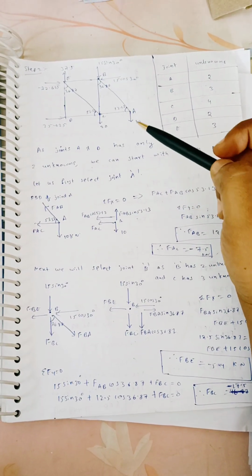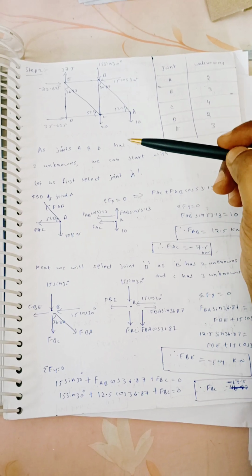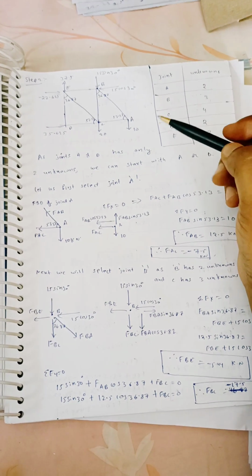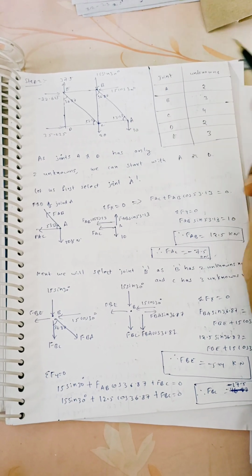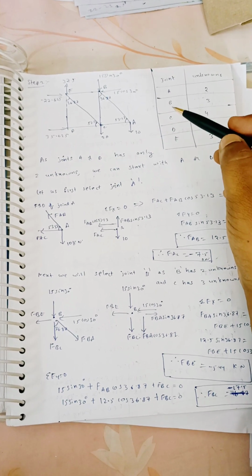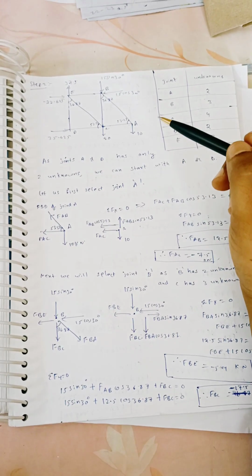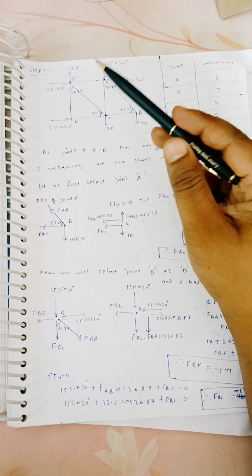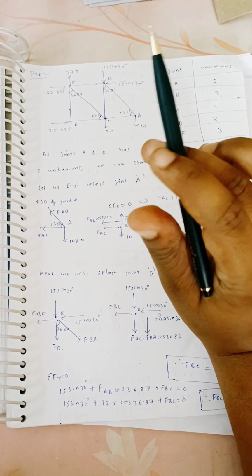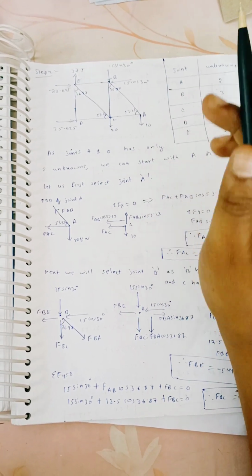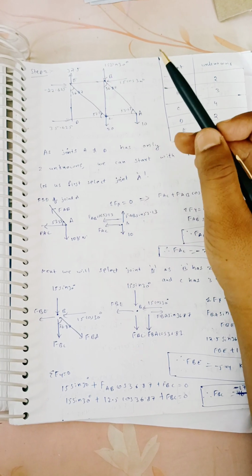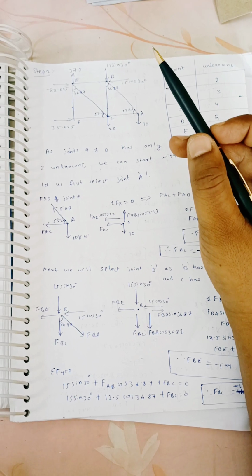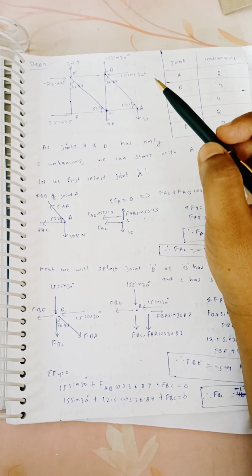Next, we need to select a joint. In the method of joints, we go joint by joint. We analyze using the equilibrium equations and find the forces. Now, when to use method of joints and when to use method of sections? If the question asks you to find forces in particular members, then you will use method of sections. But if it asks to find the forces in all the members, then you have to use method of joints.